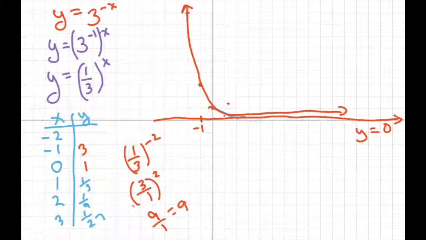All right. Same thing, domain is all real numbers because we can put any numbers we want here. And the range will never touch the 0 here, so y has to be greater than 0.